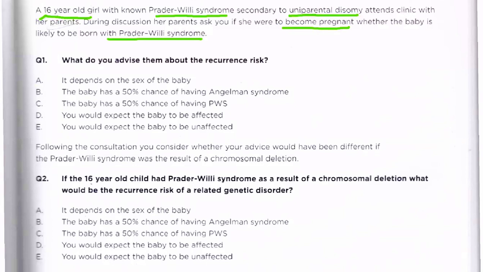This is an imprinting disorder. Any idea about imprinting disorders? You have read about this one. What is an imprinting disorder? Any idea? Dr. Hira, Dr. Kuratulan, any idea about imprinting disorders?